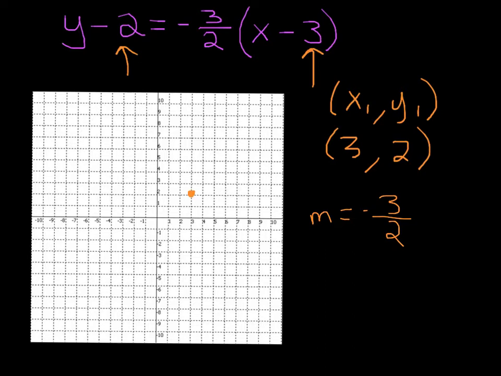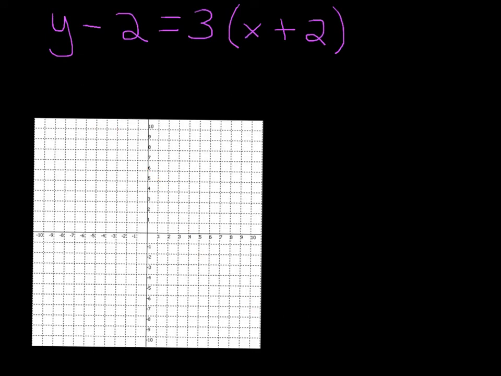point. So from this point, we're going to go down 3, right 2. Down 3, right 2. And then we can go backwards, up 3, left 2. So let's connect. And here I've graphed the linear graph for this equation. You find the point and use the slope to get other points, and then you can graph the line.